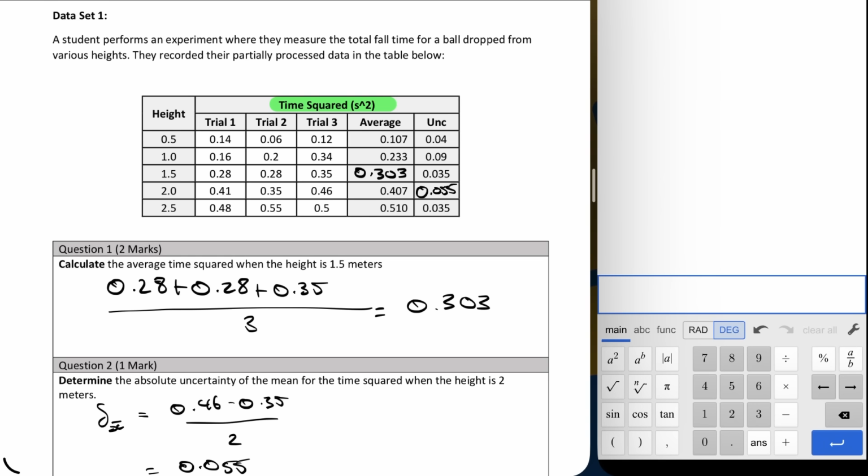So in this video, I'm just going to quickly go over how to respond to certain data test questions. I've sort of completed some of the easier ones already, like finding an average and determining the absolute uncertainty of the mean. Those questions tend to turn up on data tests.